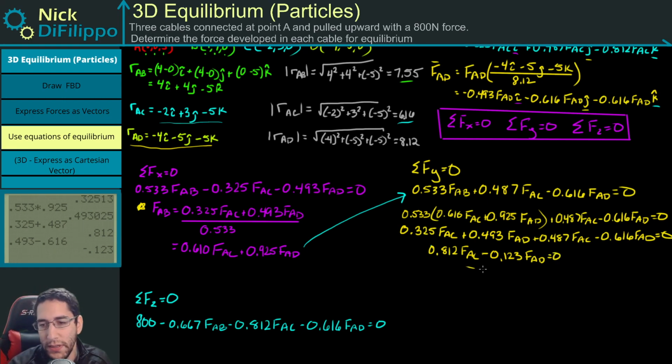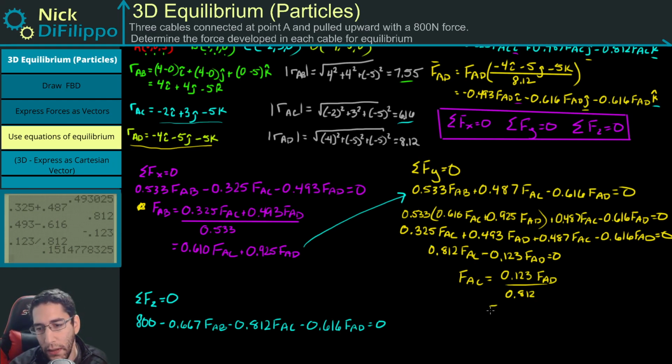Now I need to solve for one of these. I'll just pick the first one, FAC. So I'll have FAC is equal to 0.123 FAD divided by 0.812. 0.123 divided by 0.812. And FAC is going to be equal to 0.151 FAD. Okay, now I can substitute that into this last equation.